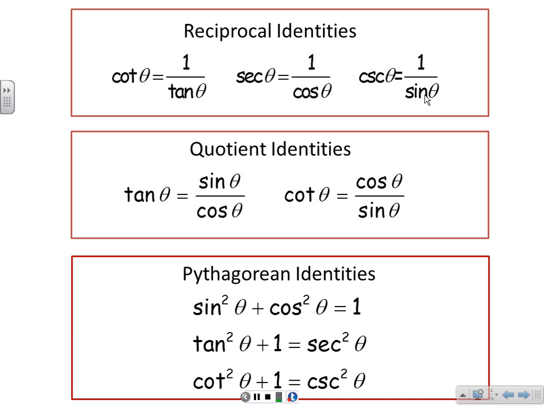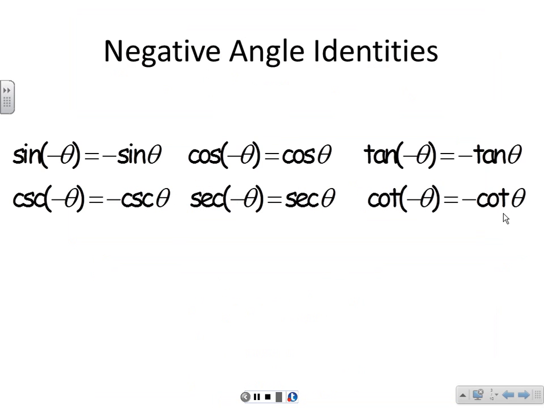So these are some identities that you need to keep in the back of your head, and they are also on the worksheet that I gave you. And then these are some that are new. These are just your negative angle identities. So no need to memorize these. Again, they are on your cheat sheet, your formula sheet.